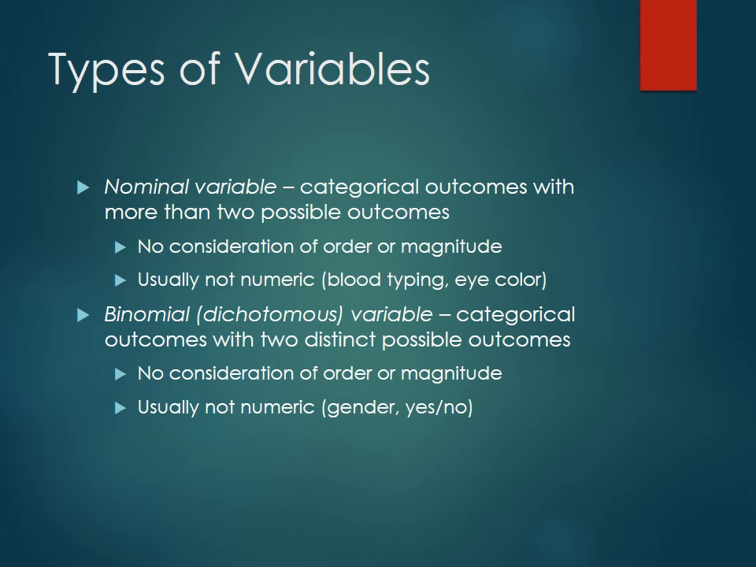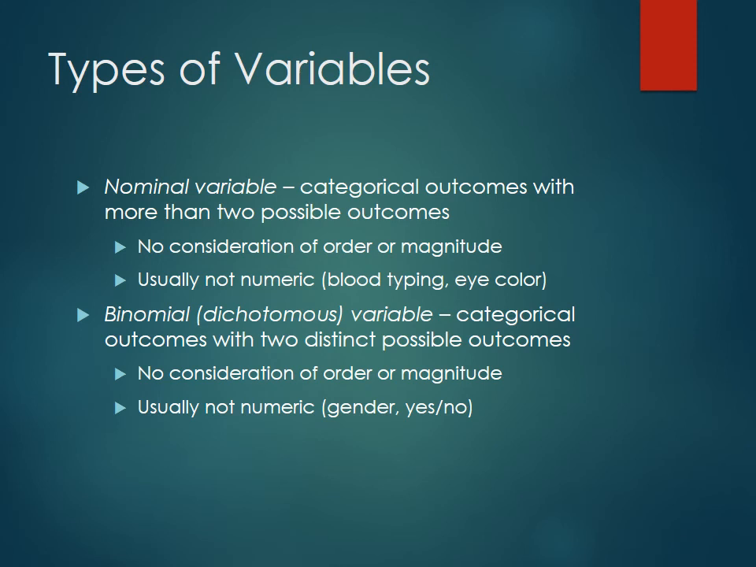Say, for instance, I was doing a study and I wanted to look at the prevalence of different eye colors in PA students, right? There's not necessarily any inherent order or magnitude to green eyes to brown eyes to blue eyes. They're just different, right? So basically, they're just different names for categories. Blood types are another good example of this. Male versus female is another good example of that.